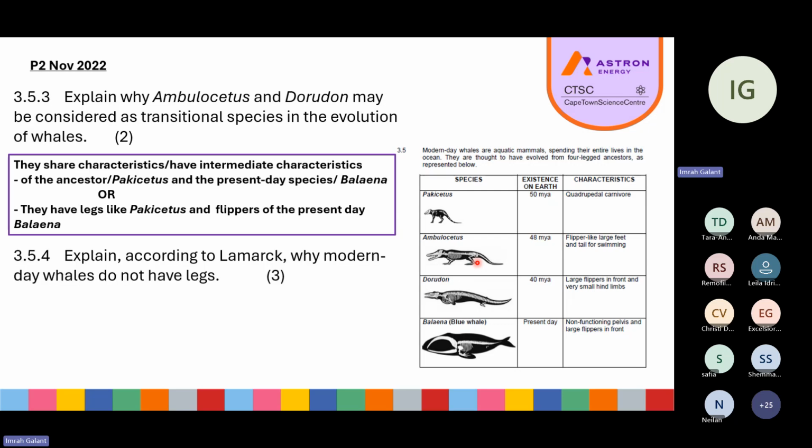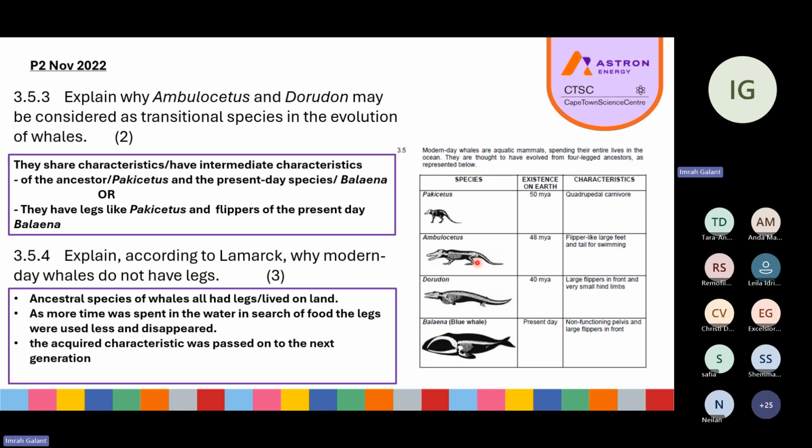So then it says, explain according to Lamarck why modern day whales do not have legs. So let's see how we would write it according to Lamarck. So what we can say is that ancestral species of all whales all had legs or lived on land. Okay. Then as more time was spent in the water in search of food, the legs were used less and disappeared. So that's the law of use and disuse. So don't use an organ, it disappears over time.